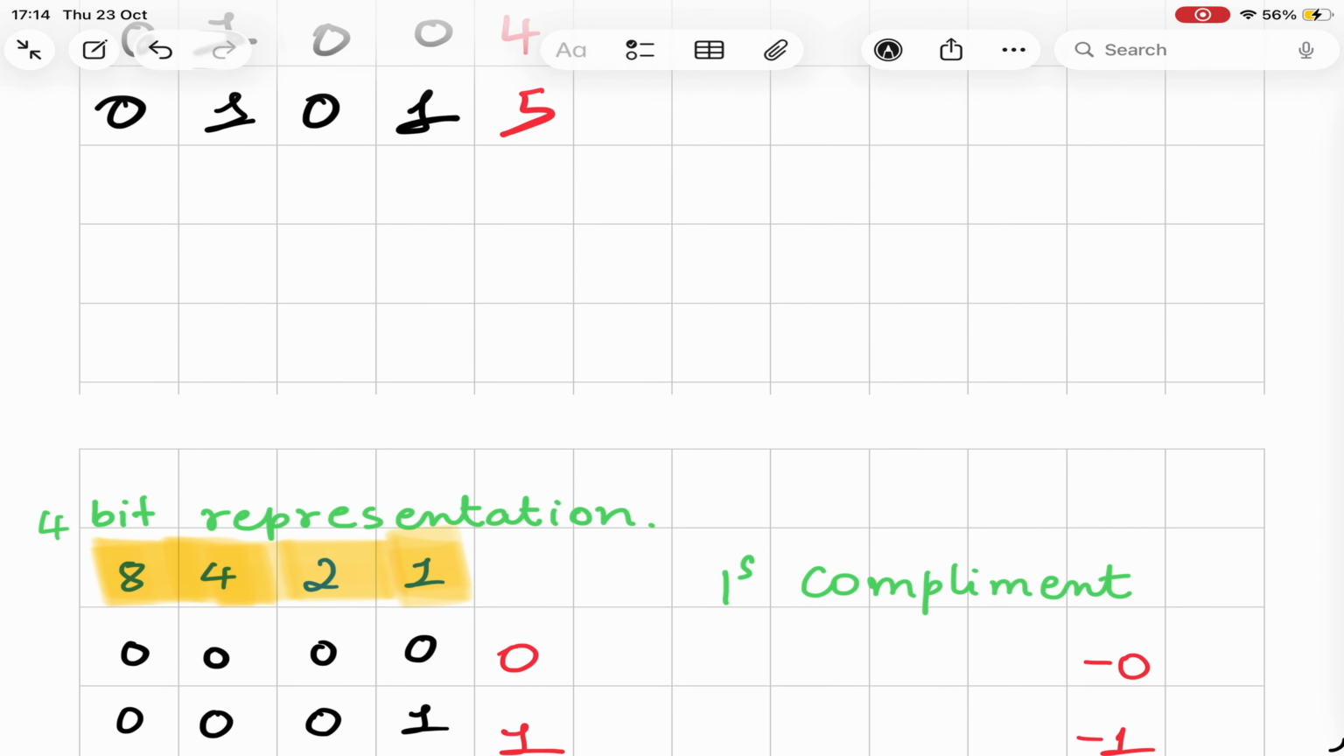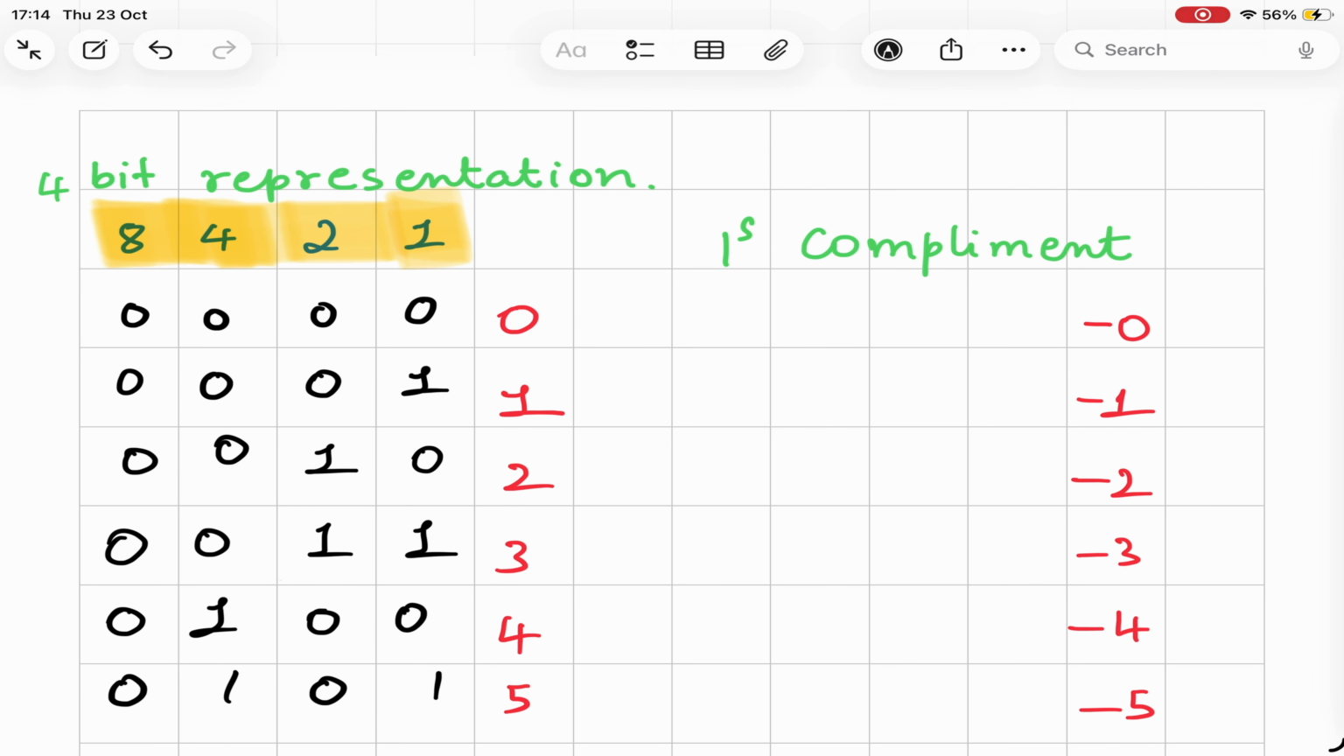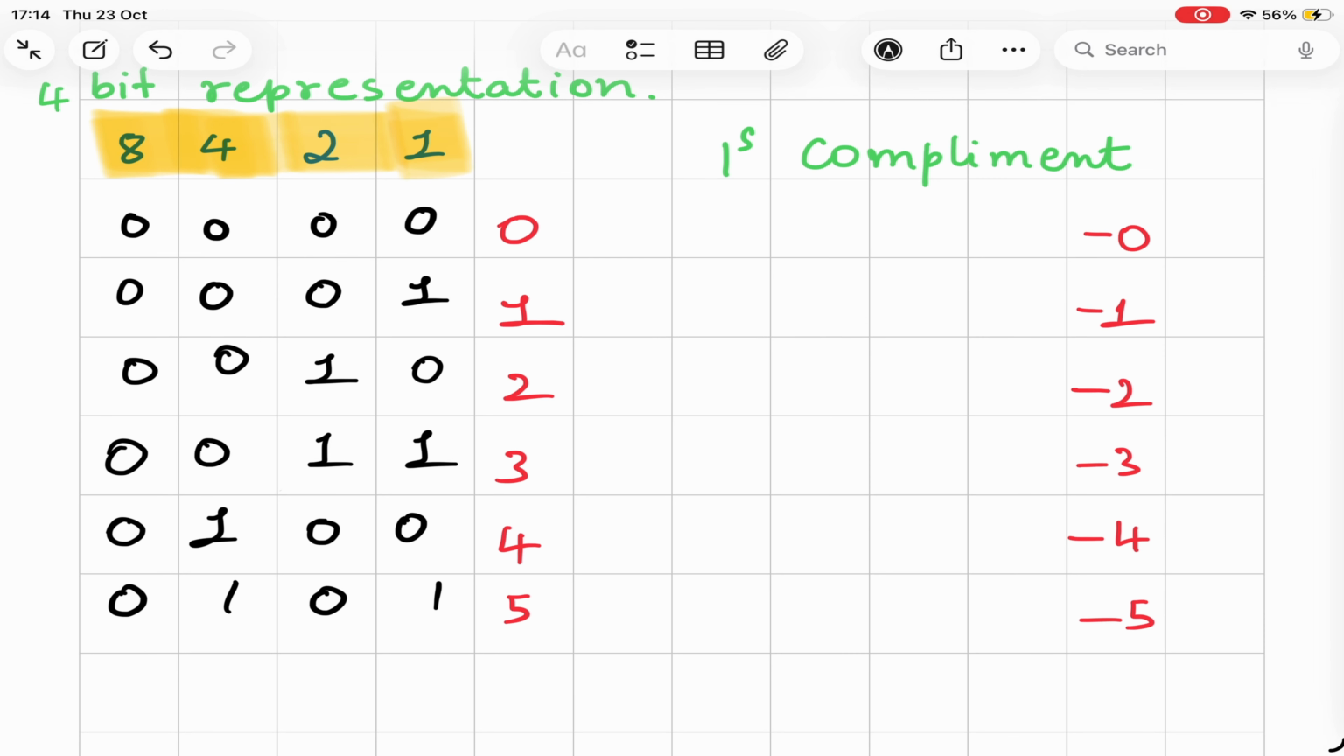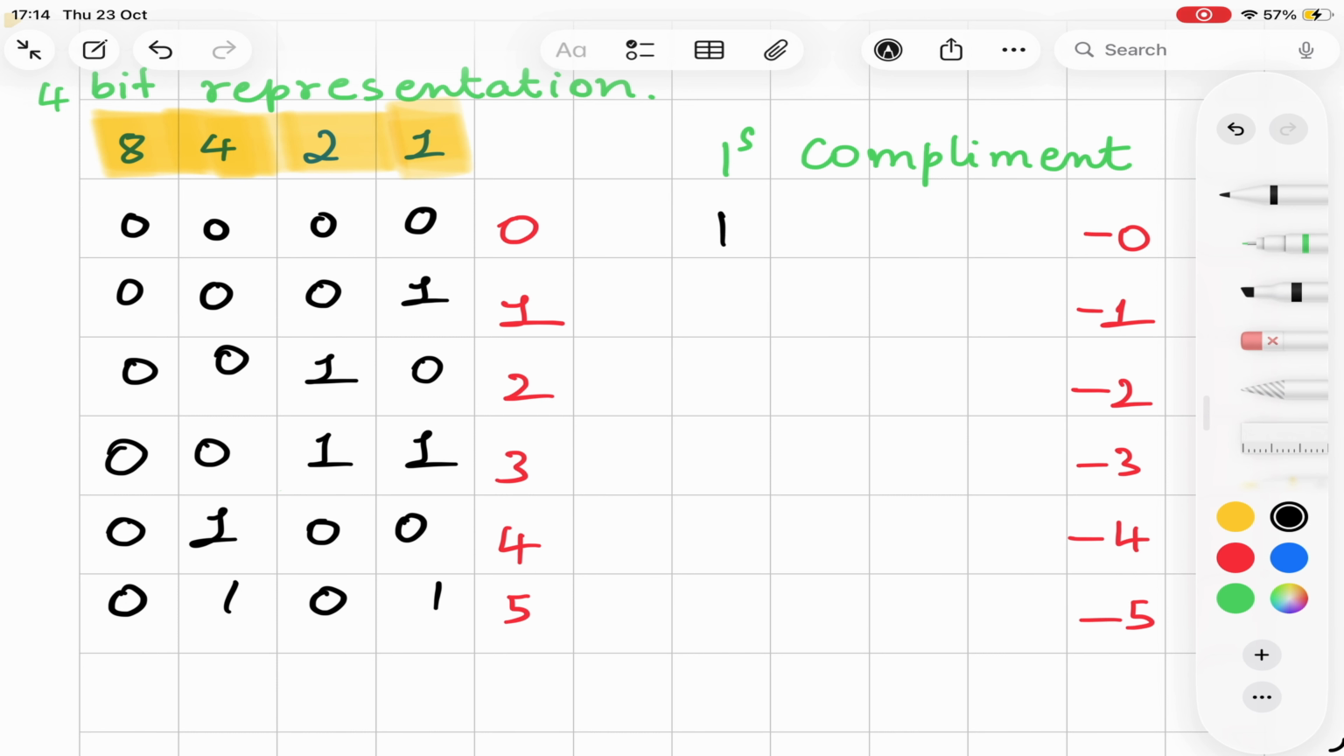So what happens in 1's complement is that you have these positive numbers. Initially, what I've shown you, those 4-bit representations, were positive numbers. So in 1's complement, you give the negative numbers here. Here you can see I have negative 0, negative 1, negative 2, negative 3, negative 4, negative 5. And in order to represent negative 0, I have to convert all the bits of 0 to 1, 1, 1, 1. And then for minus 1, I have to do 1, 1, 1, 0.